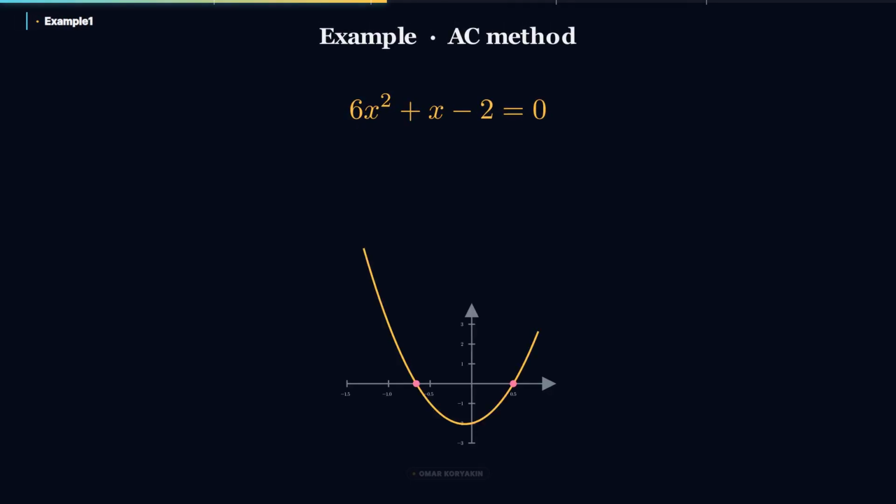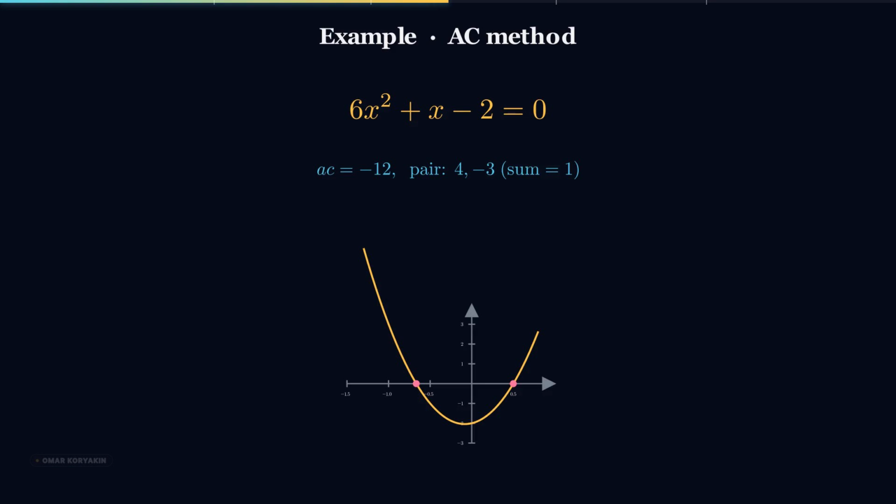Solve 6x squared plus x minus 2 equals 0. The leading coefficient is bigger than 1, so use the AC method to factor. Compute the AC product. 6 times negative 2 is negative 12. Find two numbers whose product is negative 12 and sum is 1.